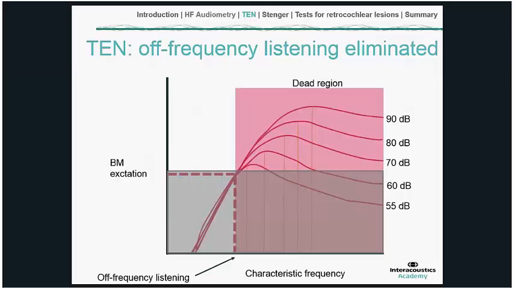Therefore, if there was a dead region, then suddenly the threshold would increase, because now the possibility of off-frequency listening is eliminated, and of course the dead region means that you can't have any on-frequency listening either. So if we apply the threshold equalizing noise and the thresholds change, that suggests that the original thresholds were provided via off-frequency listening.